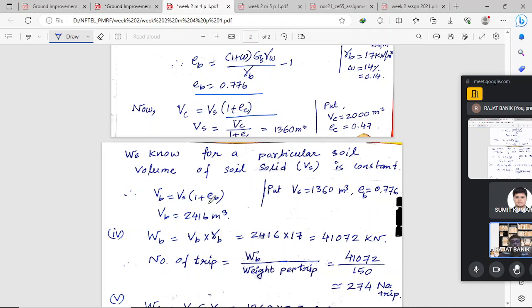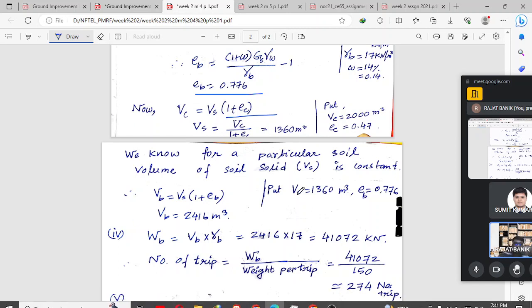Again, we use the same formula, where total volume V is equal to Vs into 1 plus e. Here e, as we found for the borrow pit, is 0.77, and we have also found Vs, which is 1360. Putting in all the values, we can easily find the volume of the borrow pit, which is 2416 meter cube.